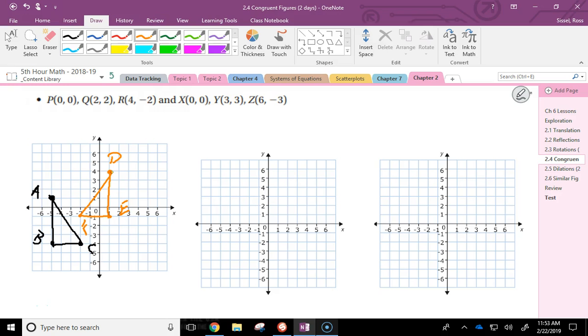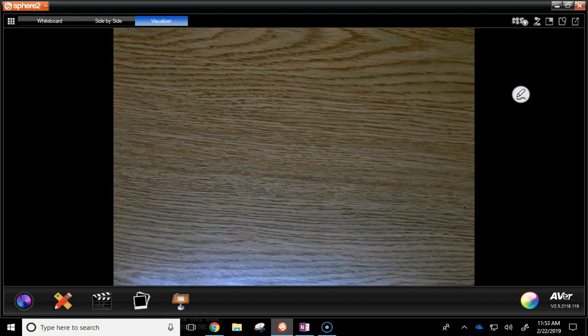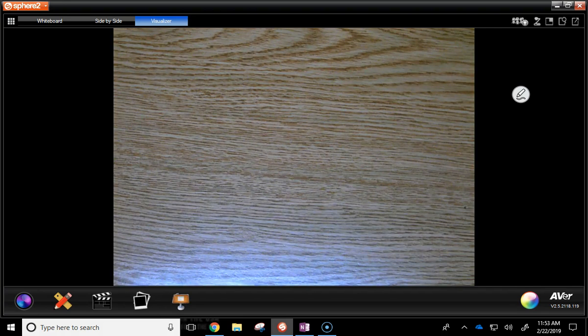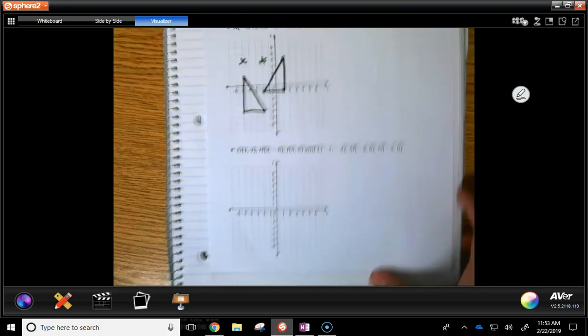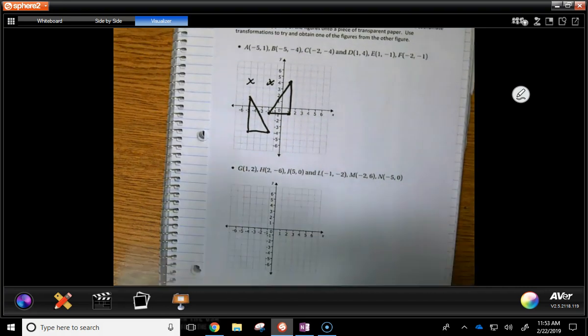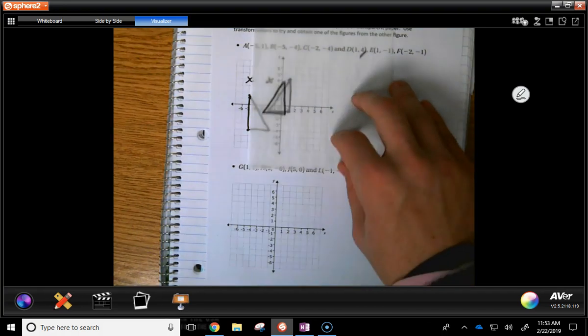Alright, do you have yours copied in your notebook? Alright, bring it up here. He's always paying attention. Put it underneath the overhead. Alright, so let's work on this. Let's look at this. Okay, put your transparency paper down. Guys, I'm not gonna do that.